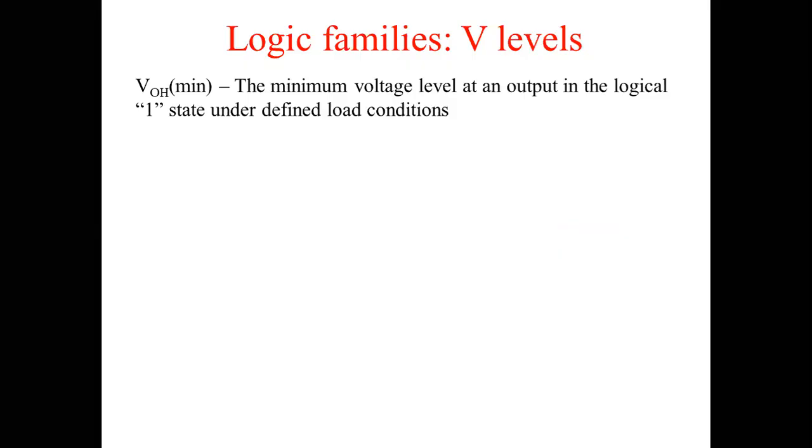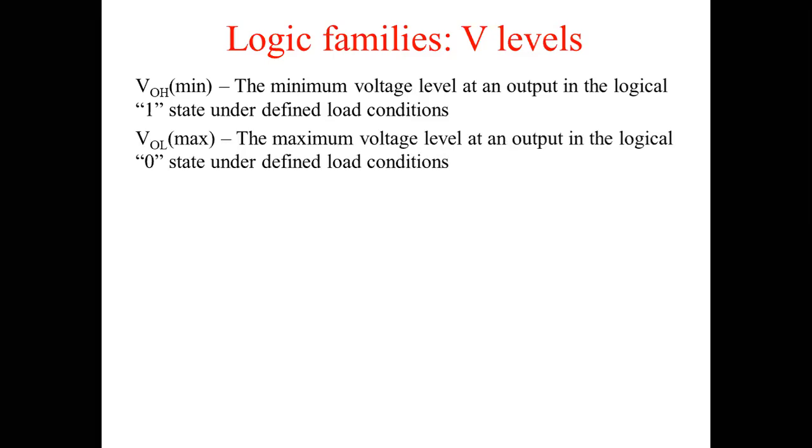So how much voltage will be considered as 1 up to the limit is decided by these levels. Suppose I say that from 4 volt to 5 volt it will be considered as 1, and from 0 volt to 1 volt it will be considered as 0. So the 4 volt is your VOH, output high. VOL is the maximum voltage level at an output in the logical 0 state under defined load conditions. Just like up to 1 volt, it will be considered as 0.